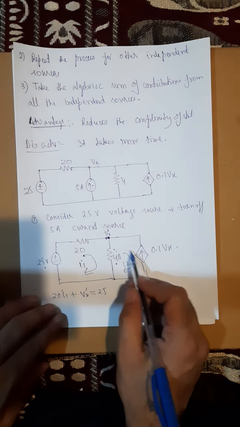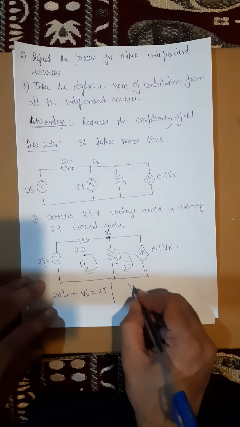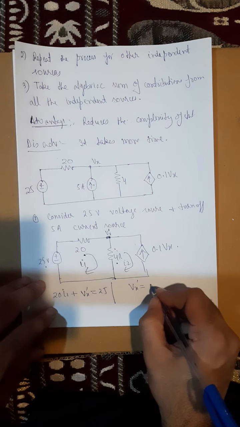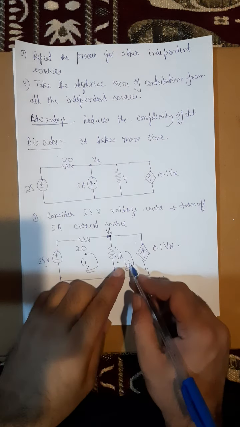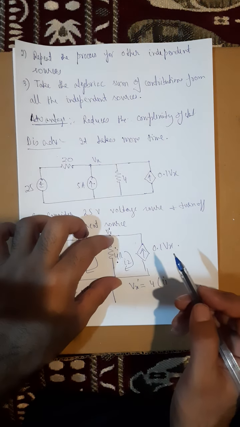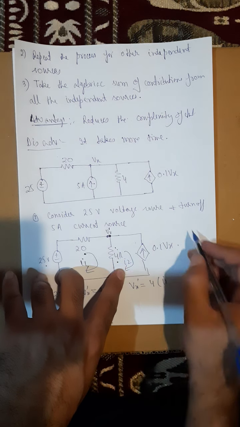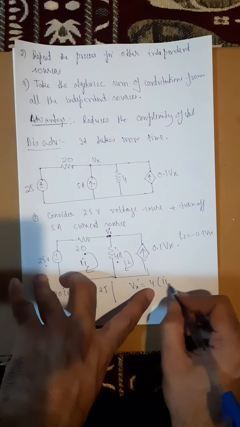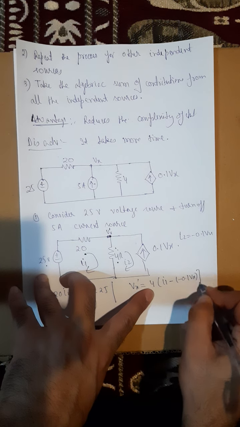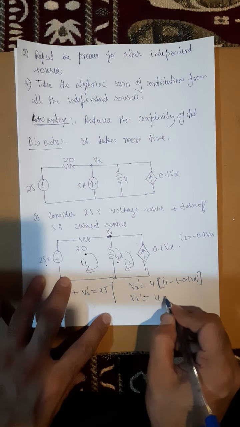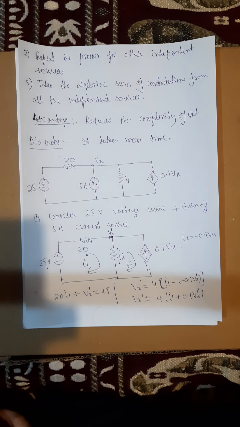Similarly, if I apply KVL in loop 2: this was for loop 1, and now for loop 2, Vx dash is equal to 4 times I1 minus I2. But I2 is equal to minus 0.1 Vx, so instead of minus I2, I will write plus 0.1 Vx dash. So Vx dash will be equal to 4 I1 plus 0.1 Vx dash. You got it?